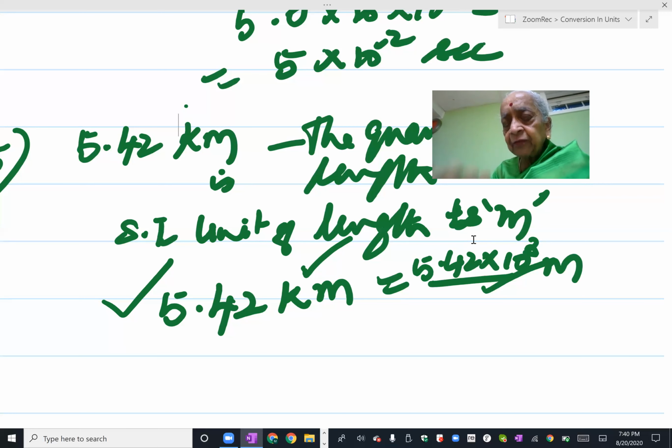For areas you will require L square. So if the area itself is 5.42 kilometer square, you have to multiply 5.42 faithfully, and 10 power 3 will be squared, and so on. Those will be the derived quantities I will do in my next class.